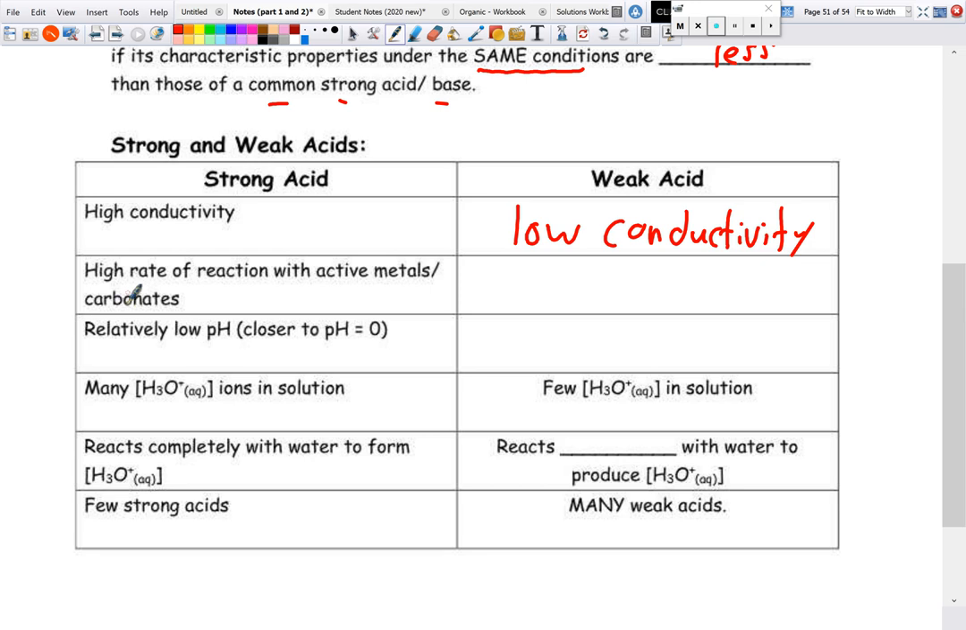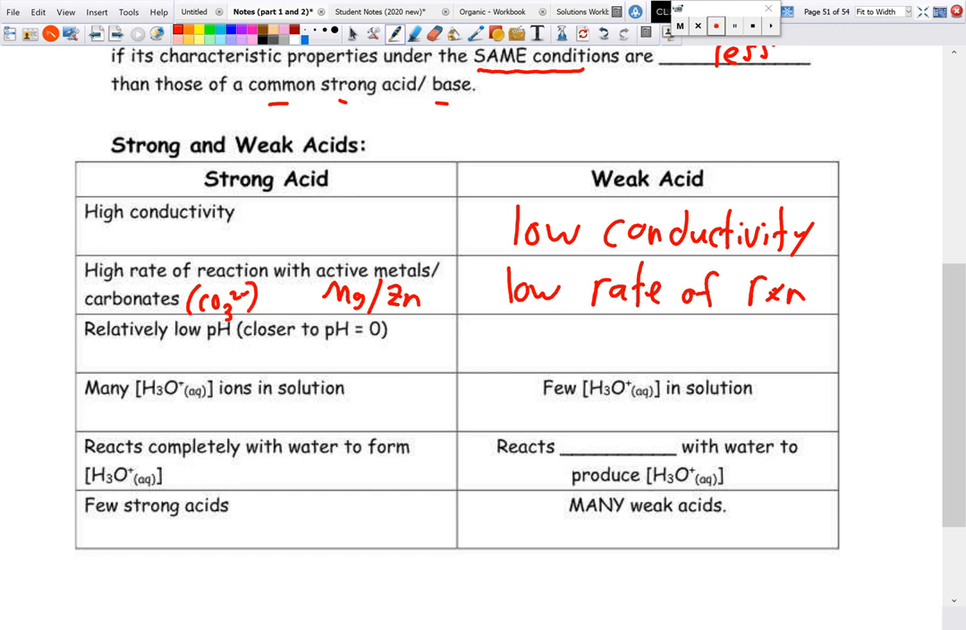Now, we know all acids react with active metals like magnesium and zinc, and carbonates. All strong acids have a high rate of reaction, so obviously weak acids, having less of that characteristic, are going to have a low rate of reaction with active metals. Active metals are our magnesium and zinc, and carbonates are anything that has CO3 2 minus in it.